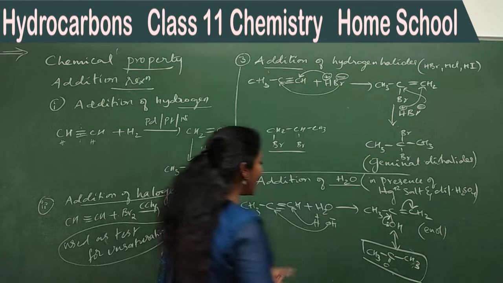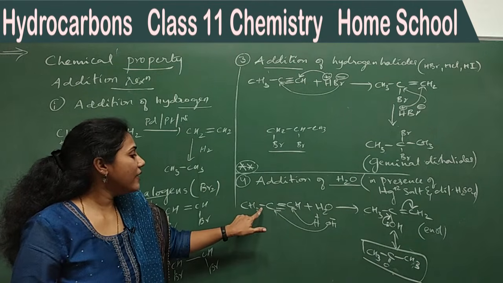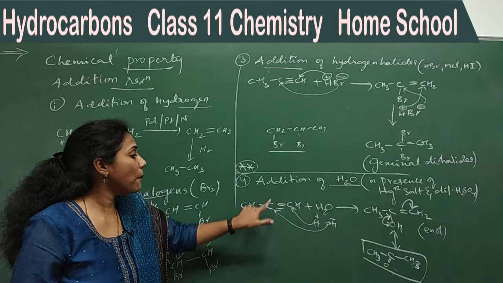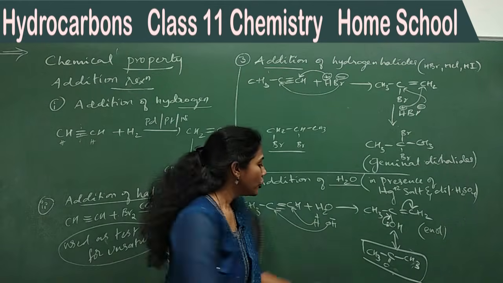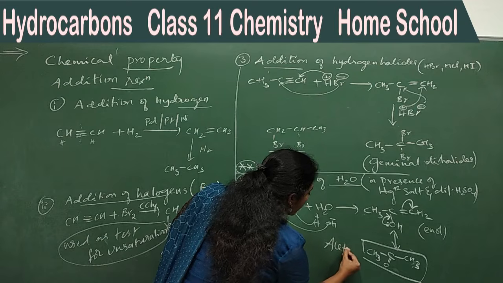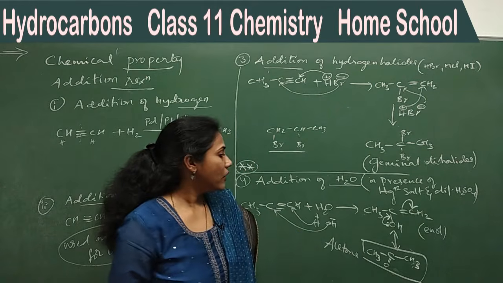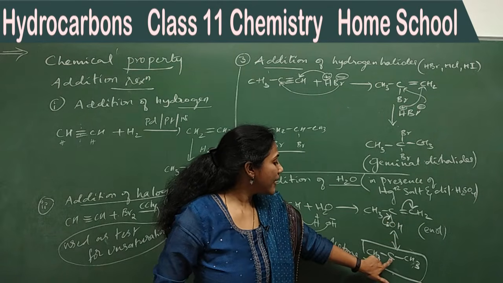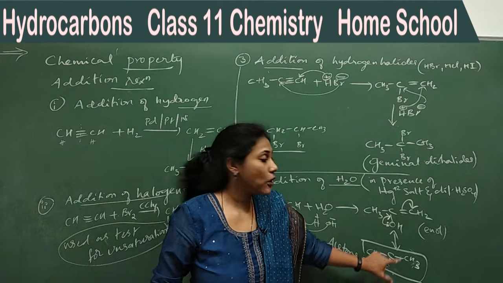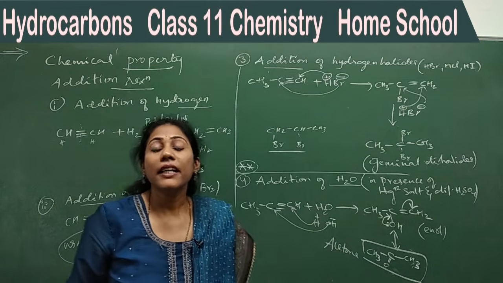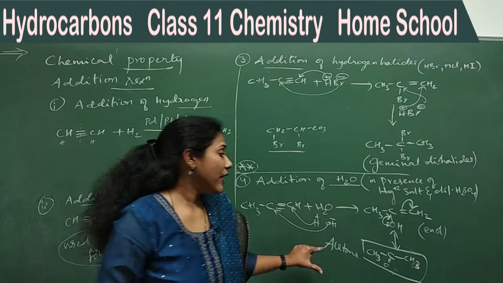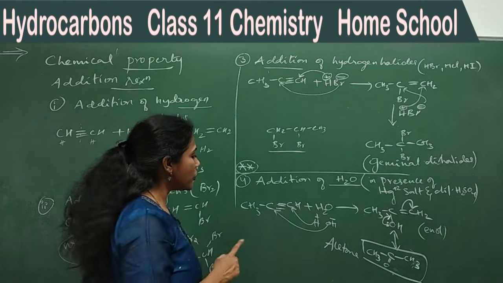So what is the product that you get when alkyne, that is propyne, is treated with water? You will get acetone as a product. So the enol form gets converted into keto form. This is what we mean by keto-enol tautomerism. Very, very important.